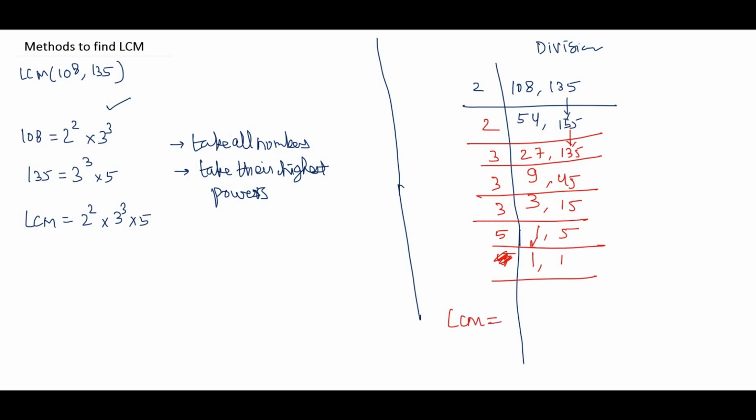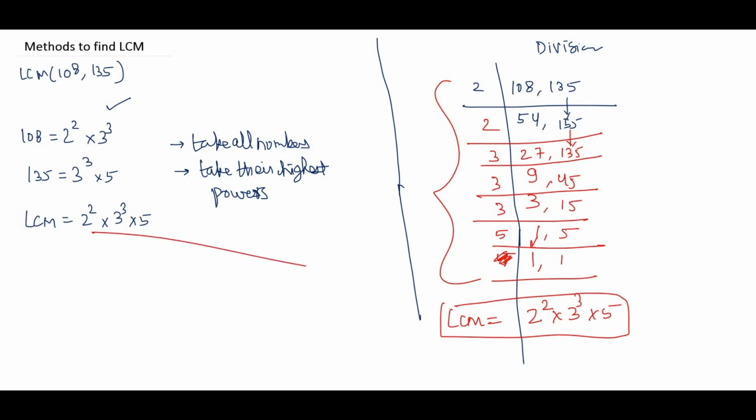So the LCM would be the multiplication of all these numbers, that is 2 square multiplied by 3 cube, 3 is 3 times, multiplied by 5. Now please check the answer here and here, right? So what is the procedure? Start prime factorizing. If a number doesn't exactly divide this number, then repeat this number in the next steps till a divisor comes which divides this number perfectly, right?